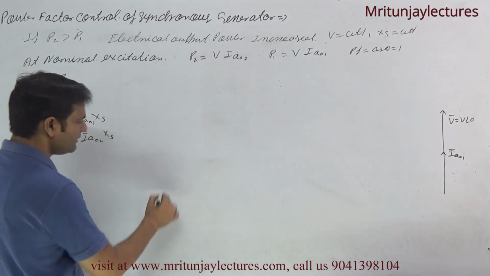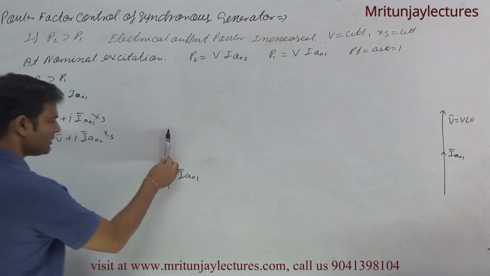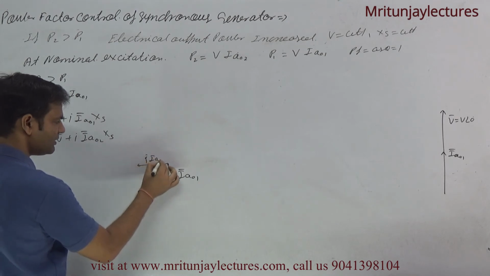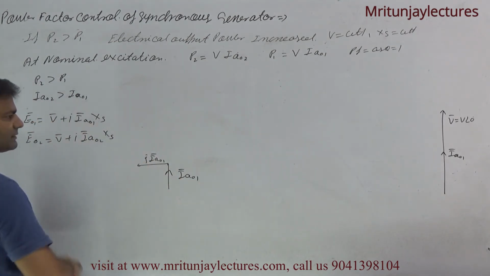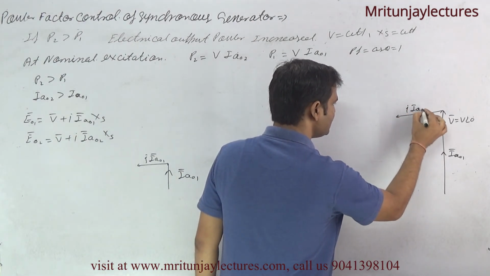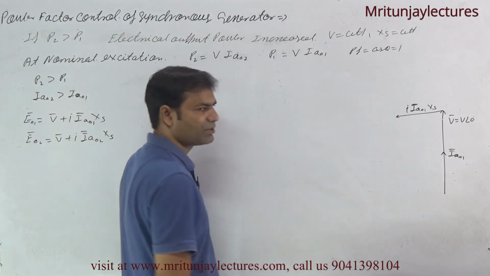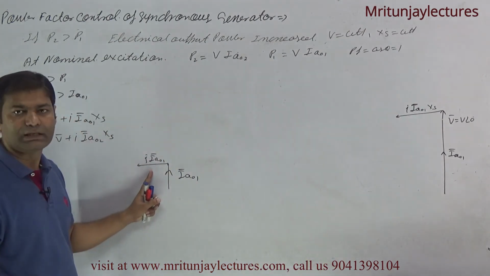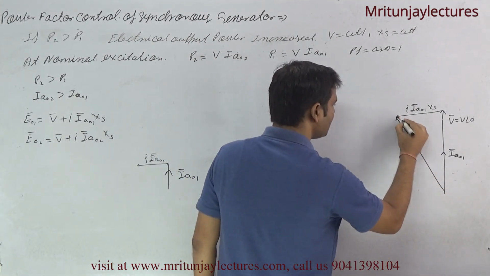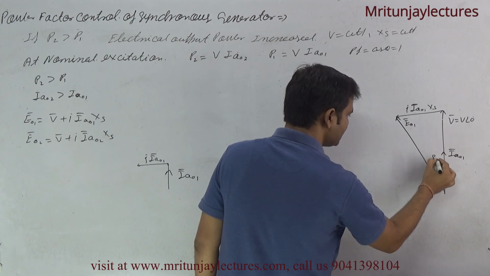If this one is IA01, then what about JIA01? 90 degrees anti-clockwise. So if you represent JIA01, it's like this one. If multiplied by X, then it is the voltage drop. So JIA01 into X. Why is JIA01 written corresponding to this one? Because of multiplying by J. Okay, now what about excitation voltage? That is E01, and the angle is delta 1.